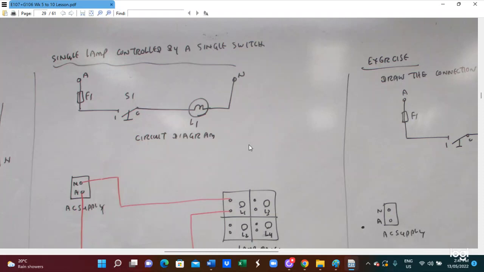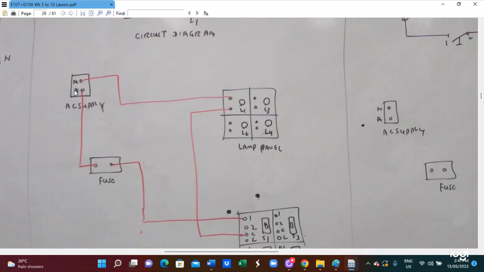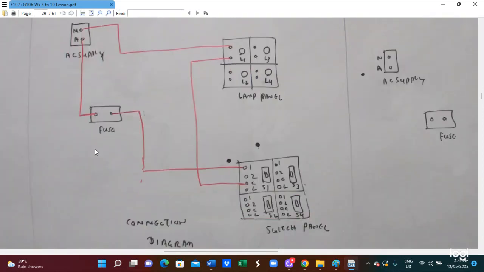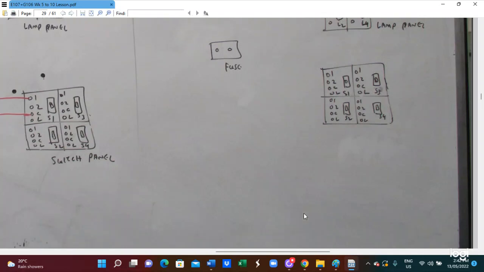Single lamp control by a single switch. So this is a circuit diagram. This is a practical lamp panel, and this is a fuse, and this is a switch panel. So this is the circuit diagram, but here is a connection diagram. So based on this, you have to draw the connection diagram for the given circuit. In this case, one switch controlling the two lines. You have to draw it yourself.